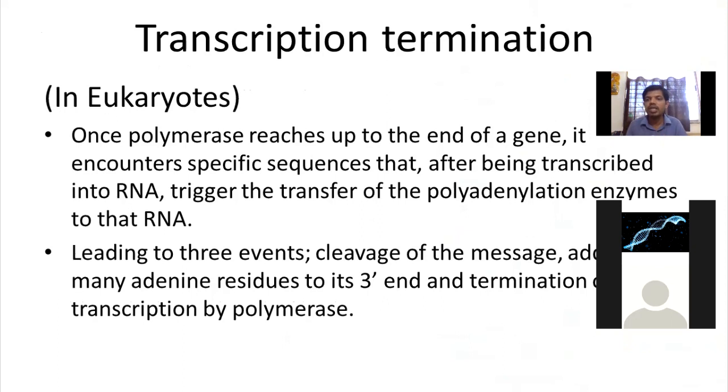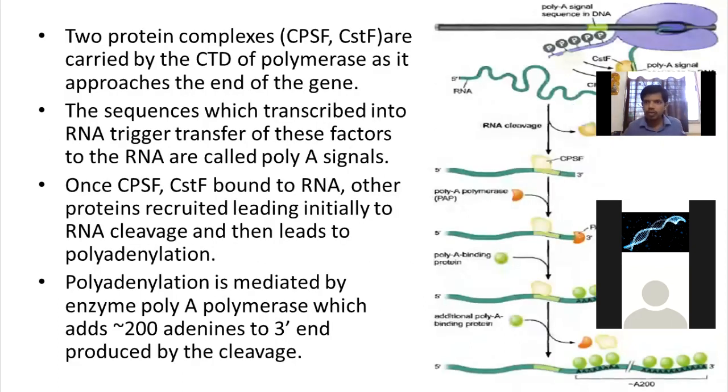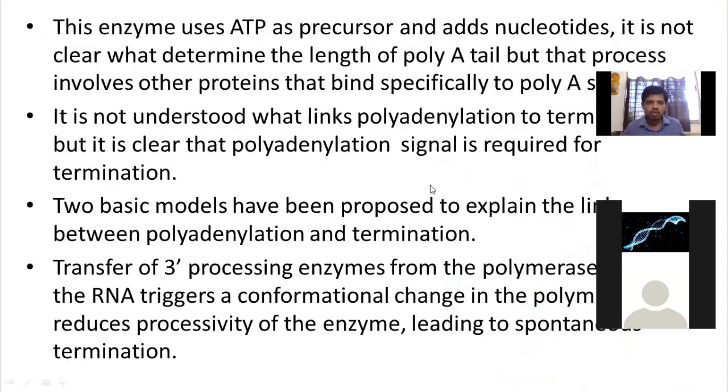These are called the poly A sequences, if you remember, at this region. So once the RNA polymerase reaches these sequences, these sequences will be added into the RNA, and once they are added, these factors, CSTF and CPSF, will be recruited in that particular area, and it means that indirectly it is the termination of the transcription process.